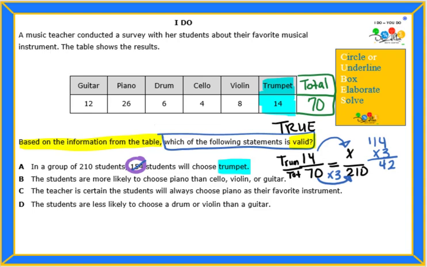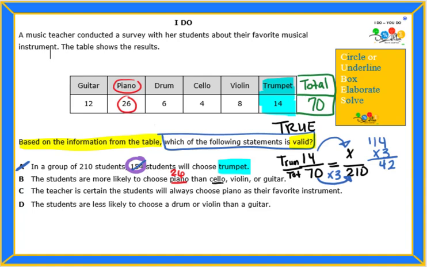Also, we could have looked at it in the way where 154 is way more than half of the number of students. And so 14 is not anywhere near half of 70. So that is not valid. Okay, so letter B. The students are more likely to choose piano. So let's go ahead and look at piano. That's 26. Then cello, violin, or guitar.